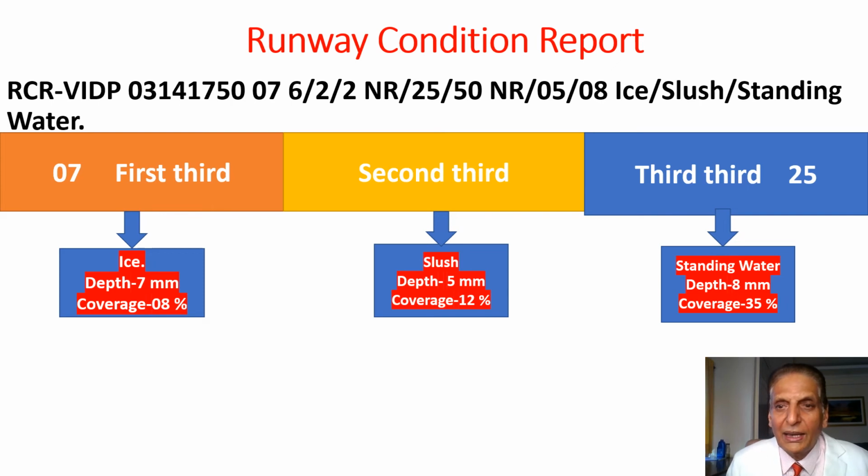Then here it is 35%. So 35% means 26 to 50 has to be reported as 50. So it is 35, so we have to report 50. The next is the depth of the contaminant. First column is not required. Second is 0.5 millimeter. Third is 0.8 millimeter. And first, third has got ice / slush / standing water.